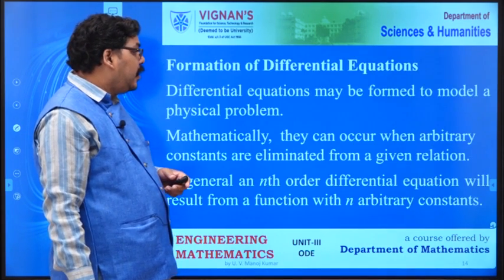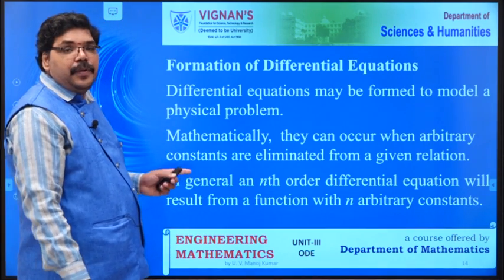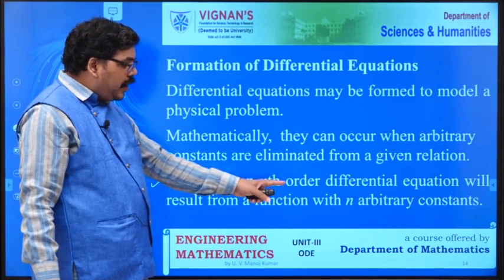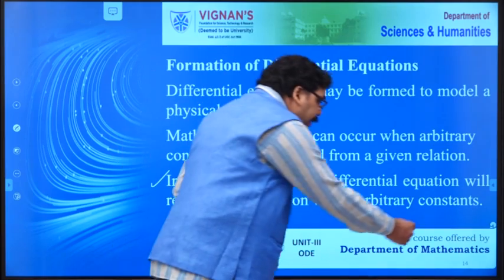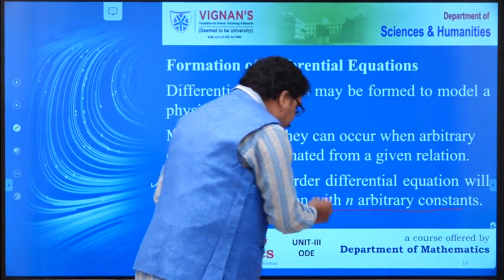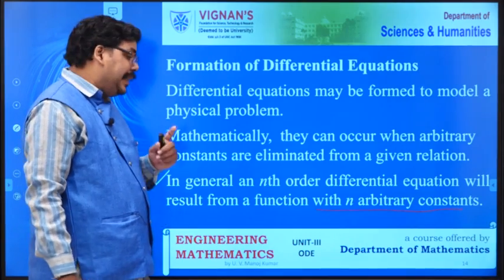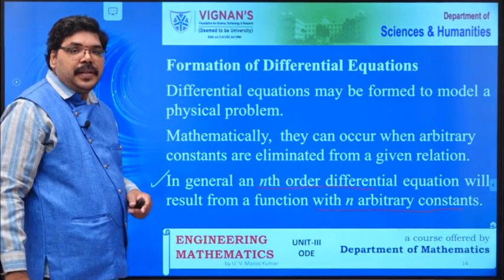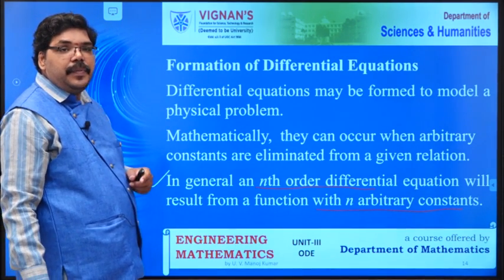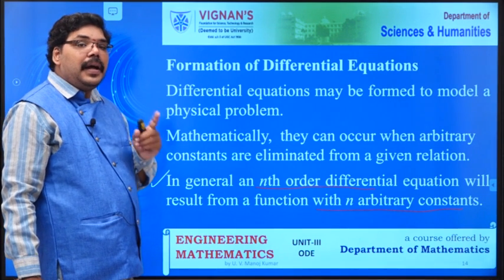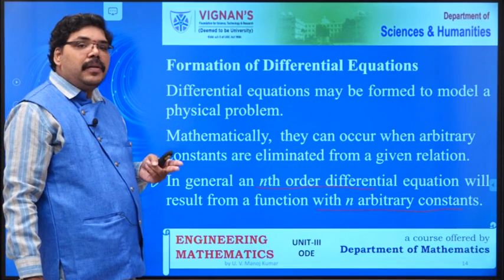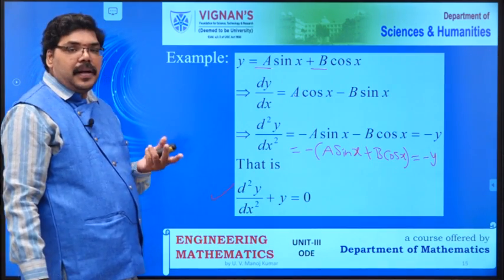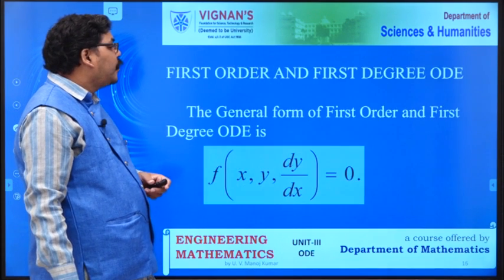So what is the key point here? When you are forming a differential equation, if the given relation has n arbitrary constants, then the resulting differential equation is an nth order differential equation. So the resultant differential equation will be nth order if there are n arbitrary constants. 2 arbitrary constants implies second order. 3 arbitrary constants implies third order. Likewise, okay?